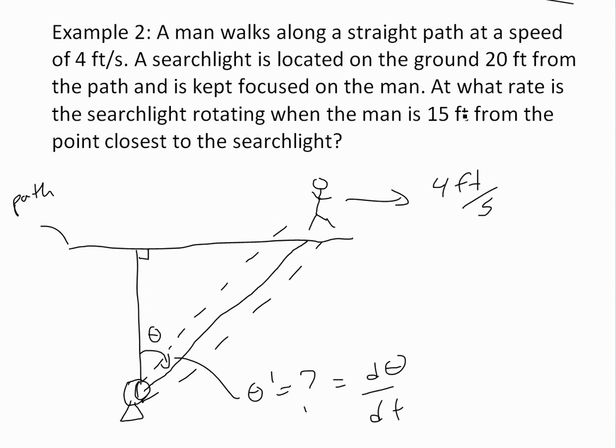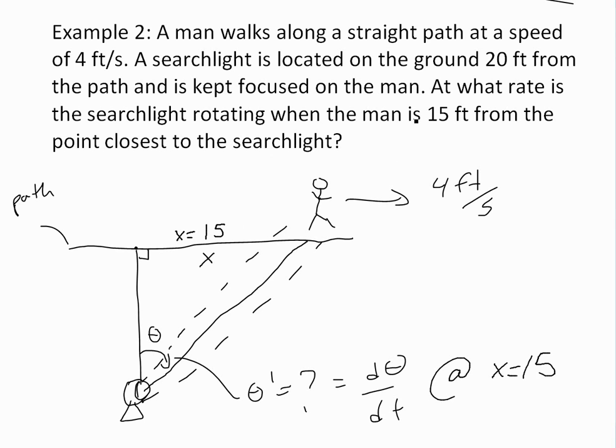Okay, when the man is 15 feet from the point closest to the searchlight. Well, if the searchlight is here, the point closest to it on the path is just this point. We just chose this point to be where this is. So the point closest to it, the man is going to be 15 away. We'll label this as x. So this is at x equals 15. We want to know basically what rate this is, so at x equals 15.